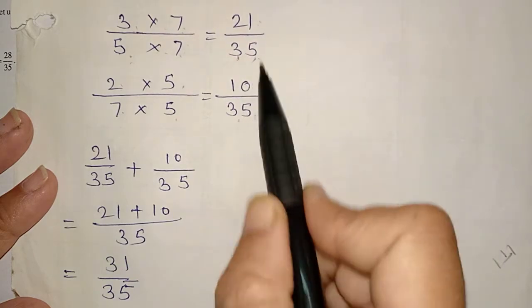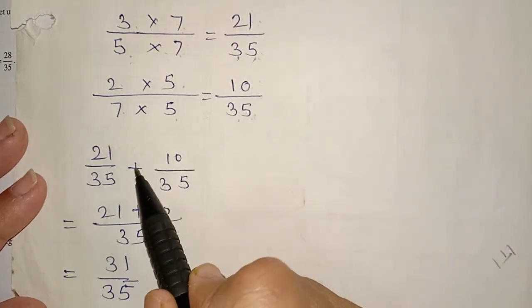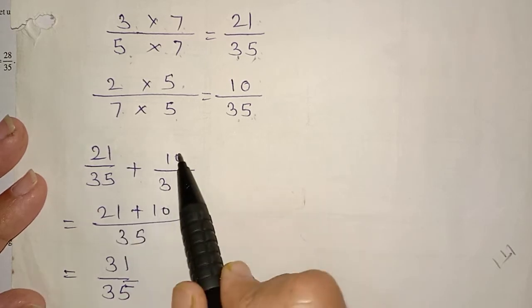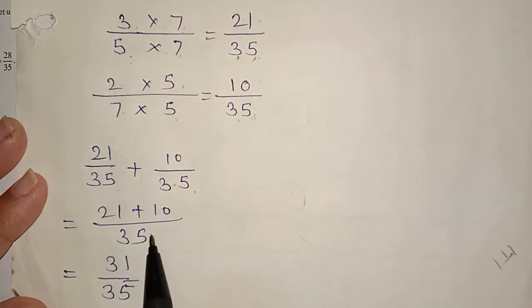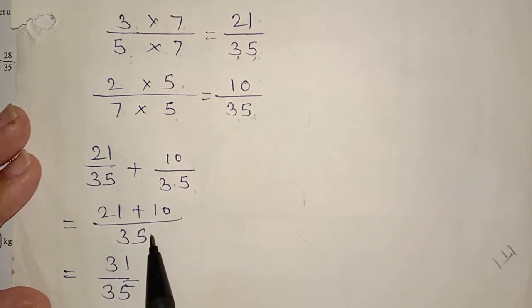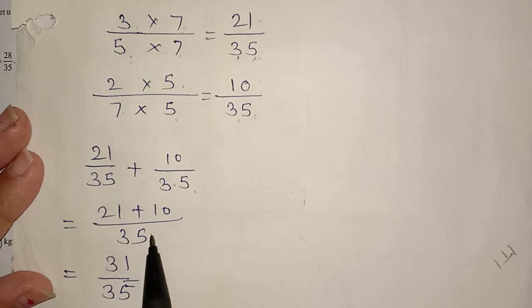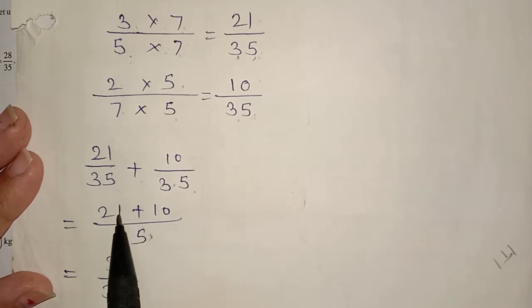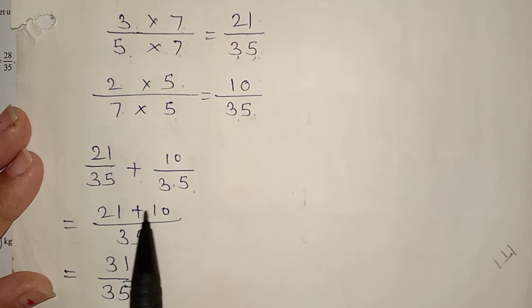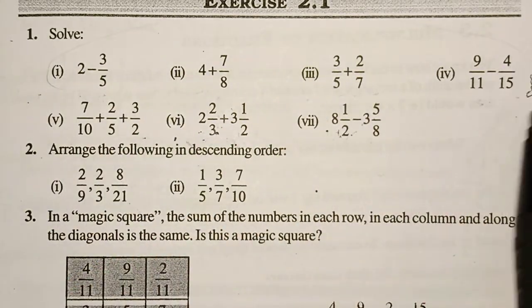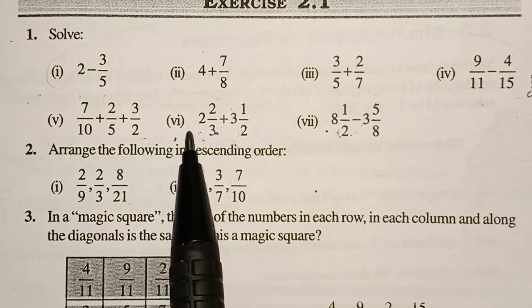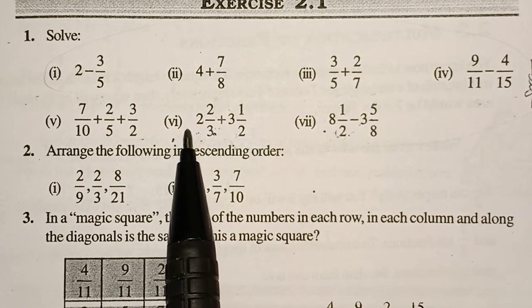Now see, both the denominators are same. So I have written the fraction 21 upon 35 plus 10 upon 35. Since the denominator is same, I have written 35 in the denominator. We will never add or subtract denominator. Now let's do the addition of numerator. 21 plus 10 gives me the answer 31 upon 35. So same way you can find out the other sums. I am not going to solve it. You try on your own.